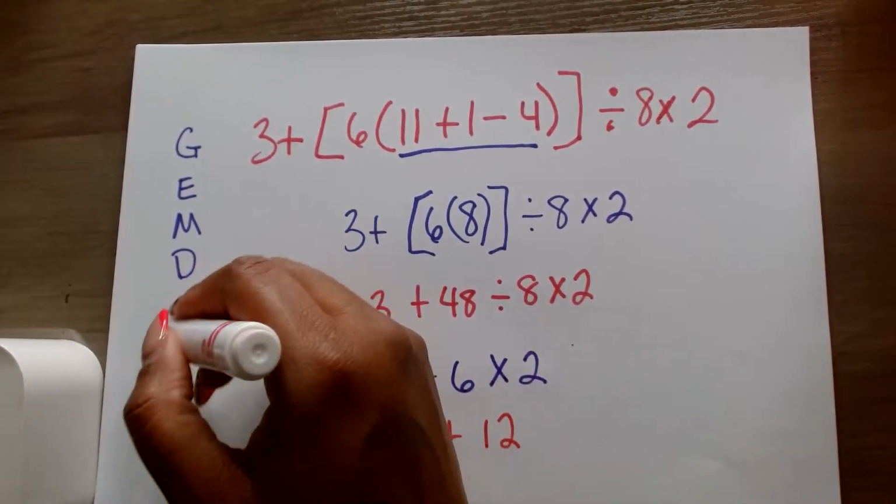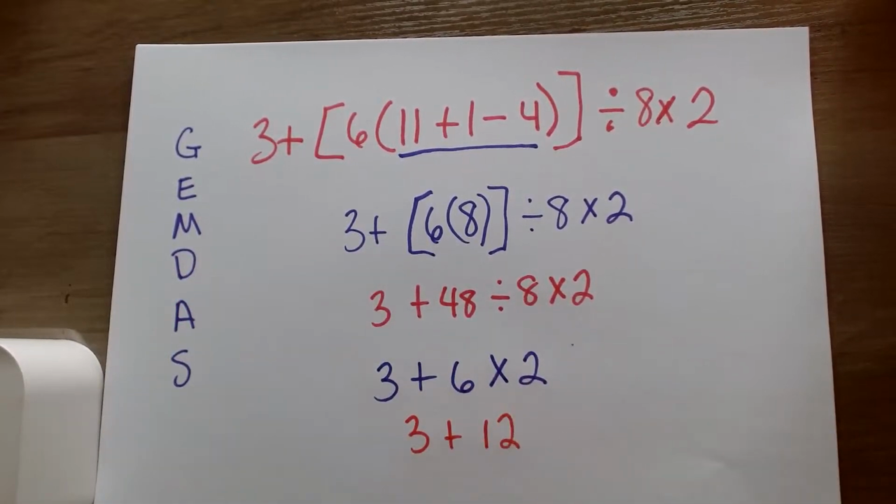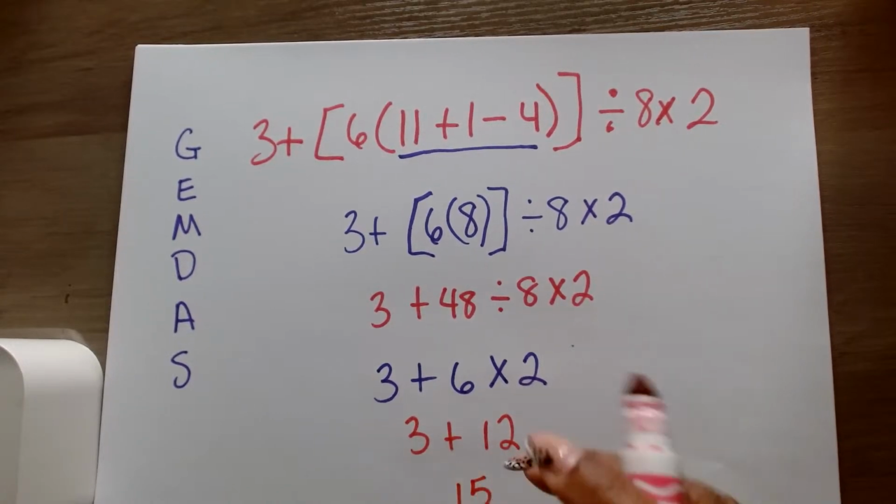And the last is addition and subtraction. And we just have addition. So 3 plus 12 is 15.